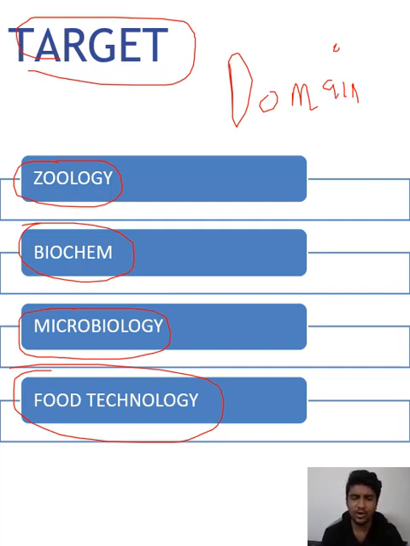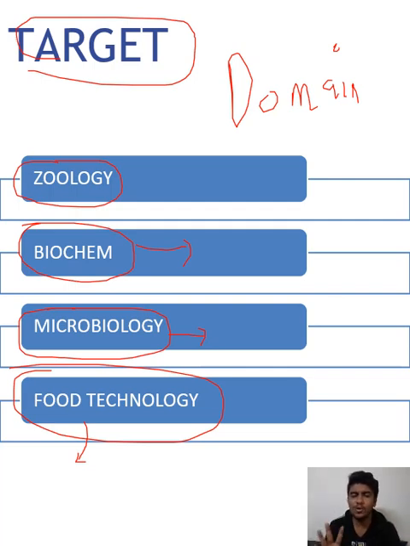If you are strong in zoology, you can choose this. If you are strong in carbohydrates, proteins, lipids, vitamins and all, you can opt for this. If you are strong in staining, culture, assays, biotechnology, or if you are strong in food technology, you can opt for these topics. I had chosen zoology and food technology.